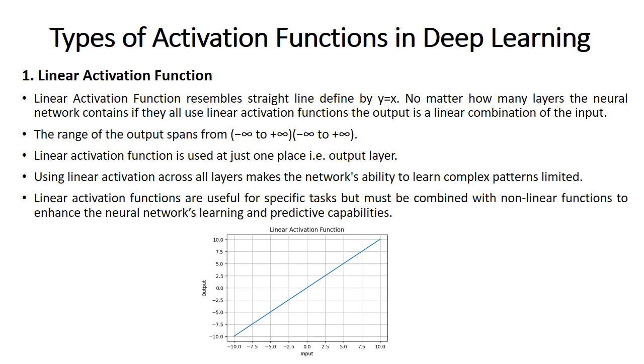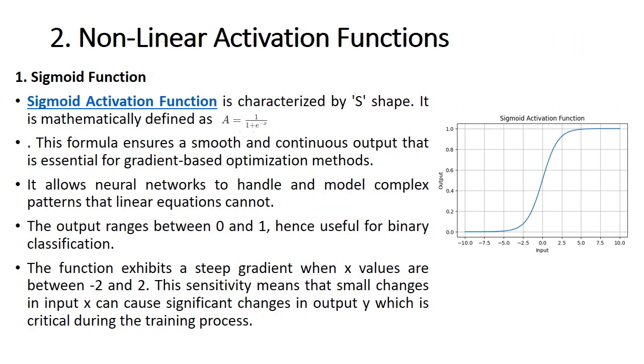A linear activation function resembles a straight line defined by y is equal to x, and the range of the output spans from minus infinity to plus infinity. These linear activation functions are used at just one place, that is at the output layer. Linear activation functions are useful for specific tasks but must be combined with non-linear functions to enhance the neural network's learning as well as predictive capabilities.